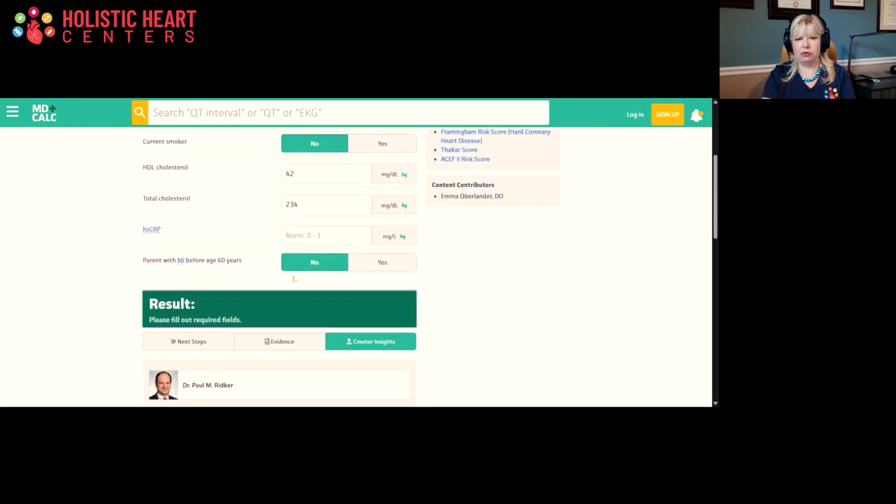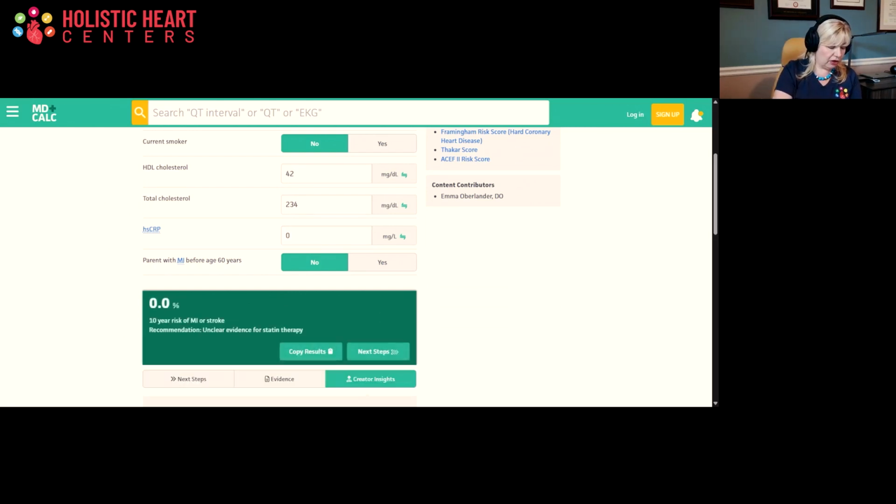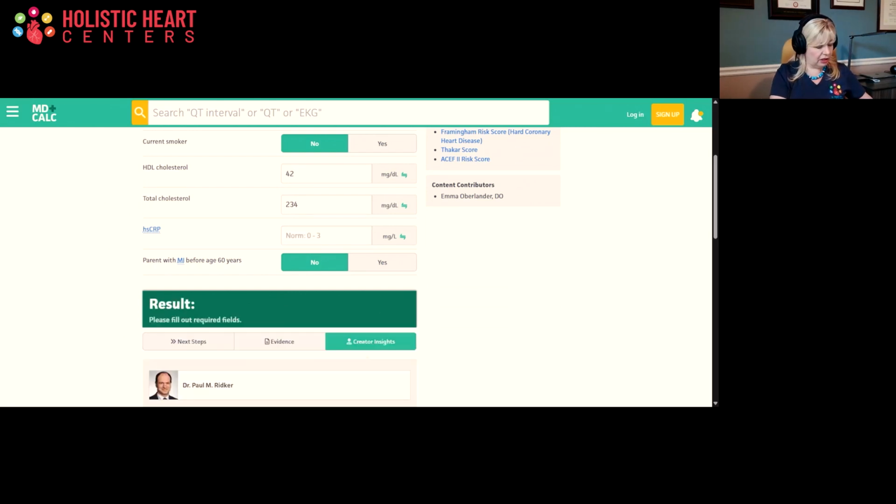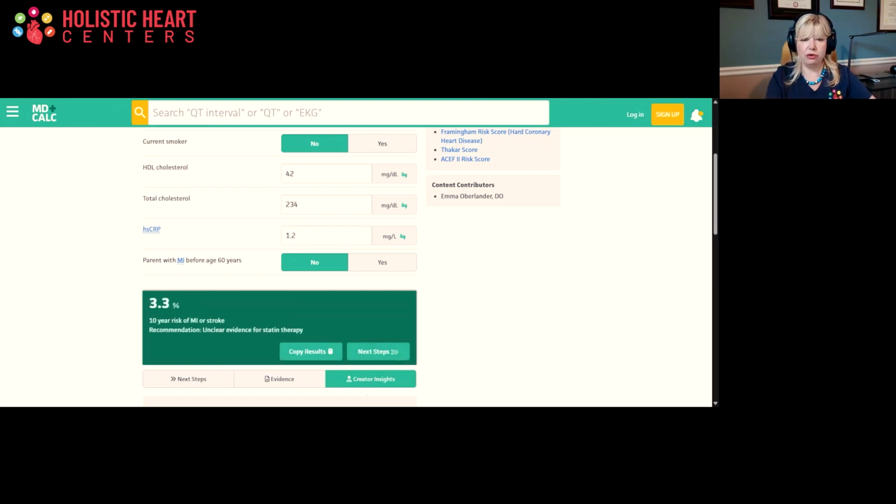And let's say her C-reactive protein, she was at the intermediate number. She was actually 1.2, and no one in her family had a cardiac event. So you can see here that it's giving her a 10-year risk of a myocardial infarction or stroke of 3.3%. Right. So again, we don't necessarily think that this person would benefit from statin therapy.